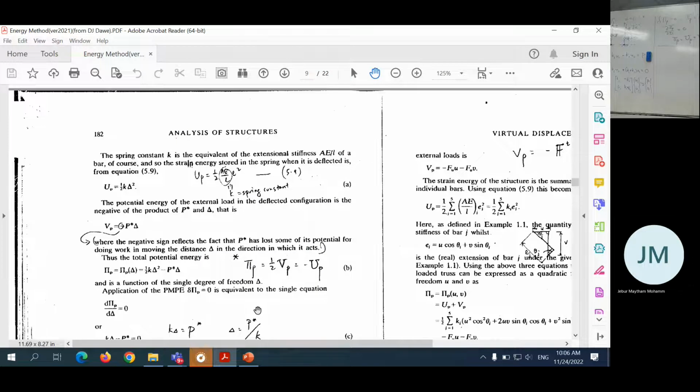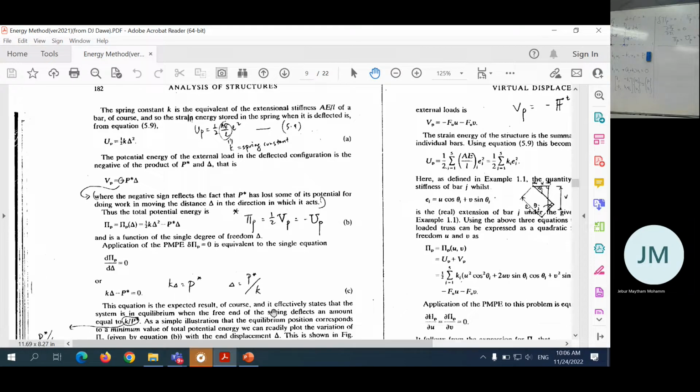So what is the strain energy? What is the potential energy of the external load? So we apply what we have. This is not very clear, so you have to refer to your notes. The main thing I want to show you is the fact that at equilibrium, the total potential energy is the minimum value.